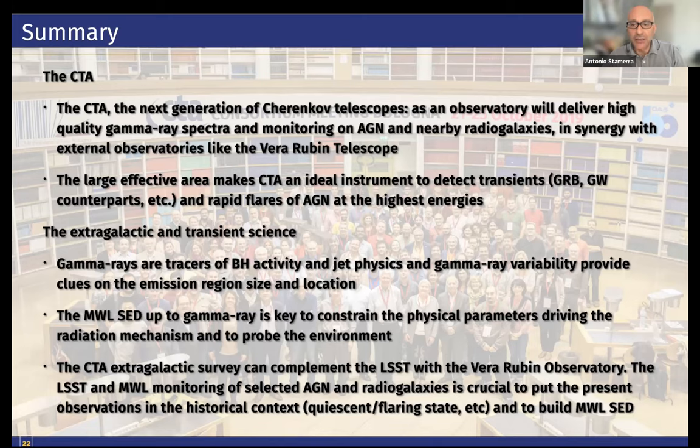I hope I convinced you that CTA is an ideal instrument for transients, to detect also fast flares. And in general, thanks to CTA and multi-wavelength observations, we can better constrain the physical parameters of extragalactic sources and the radiation mechanism. I think the complementary observations of LSST with CTA are really important to build a multi-wavelength understanding of high energy sources in the sky, to monitor their states over time, and to build, of course, a multi-wavelength spectral energy distribution. So that's all from my side. I'm open to questions if there are any.